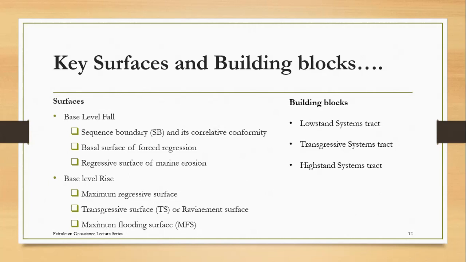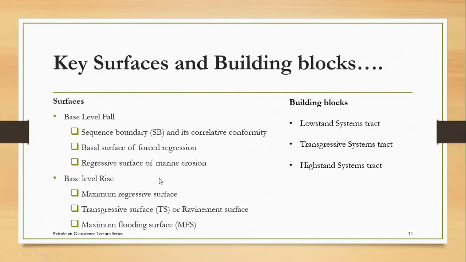So the building blocks will be, remember it's a sequence. These surfaces bound the sequence, and this sequence has strata units called lowstand systems tract, transgressive systems tract, and highstand systems tract, which are your LST, TST, and HST. For emphasis again, a lot of people also define other types of systems tract, like your falling stage systems tract, a lot of them, right? But for the purpose of this study, the commonest form is these three strata units.